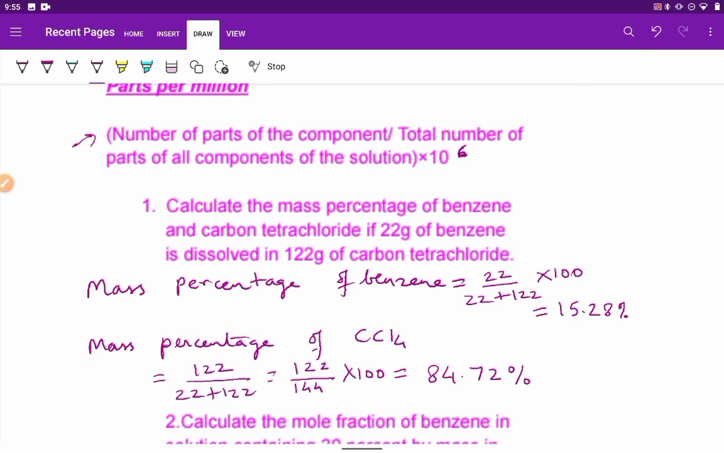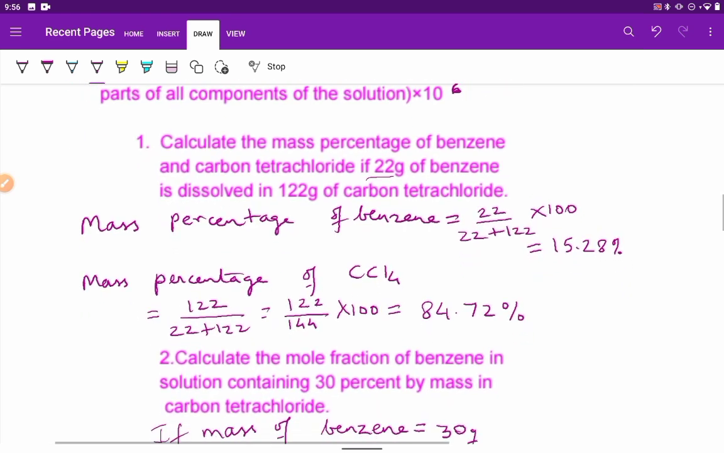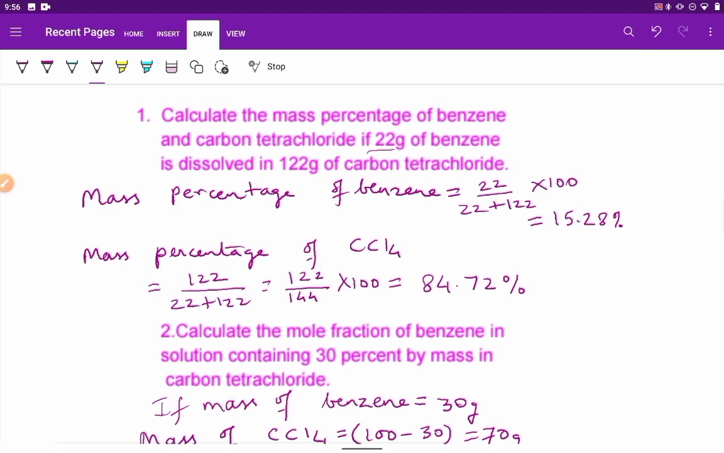Now we will go through some numericals. Let us see one by one. First one, calculate the mass percentage of benzene and carbon tetrachloride if 22 grams of benzene is dissolved in 122 gram of carbon tetrachloride, CCl4. For benzene, what is the amount? 22 grams. So 22 divided by total mass, because we are calculating mass percentage. So denominator will be total mass of the solution. So it should be 22 plus 122.